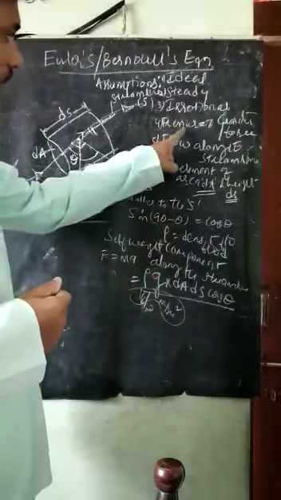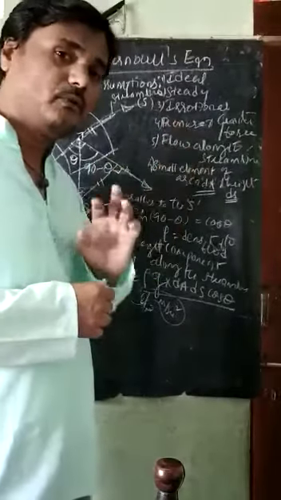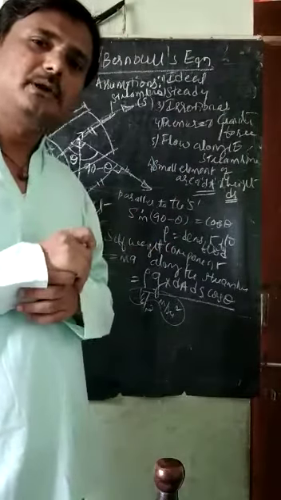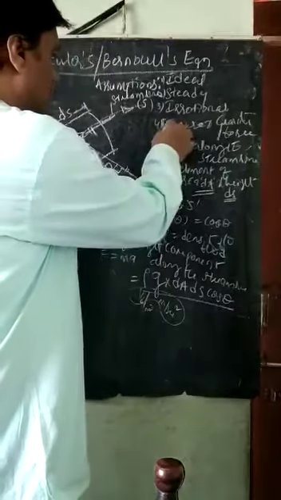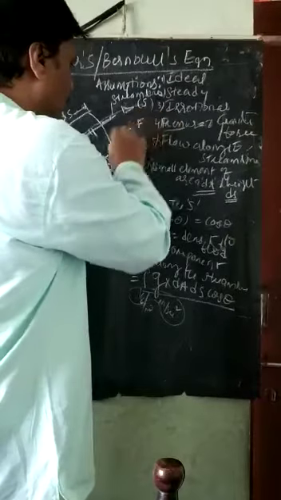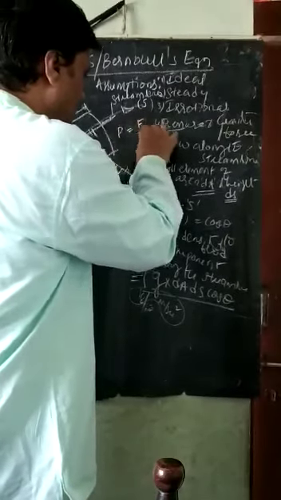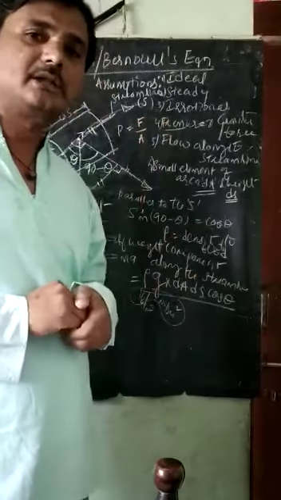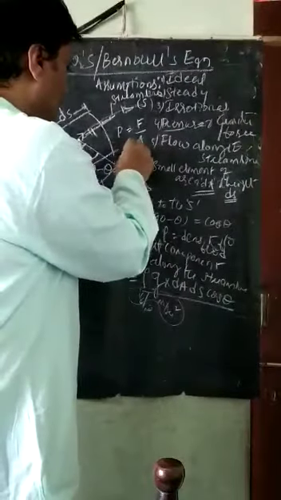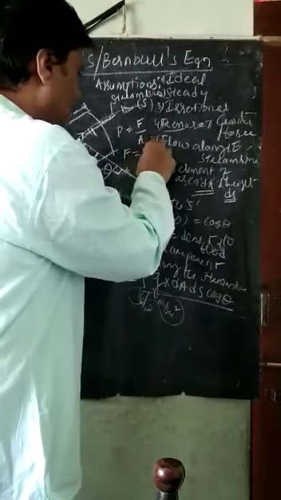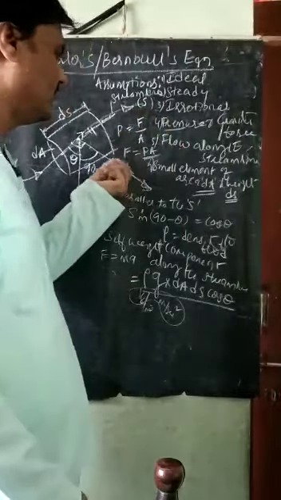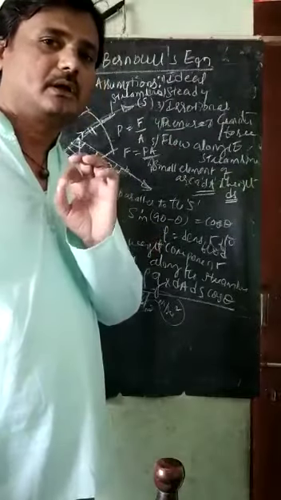And another force is the pressure force. Here, pressure means Newton per meter square. Pressure is equal to the pressure force divided by the area which is perpendicular to the direction of the force. If I want the pressure force, the force is equal to pressure into area. That will give us the pressure force here.